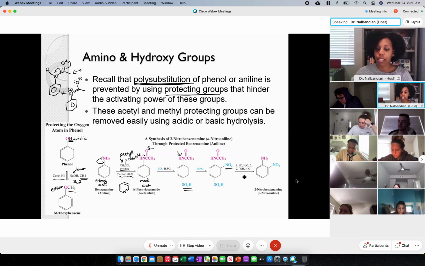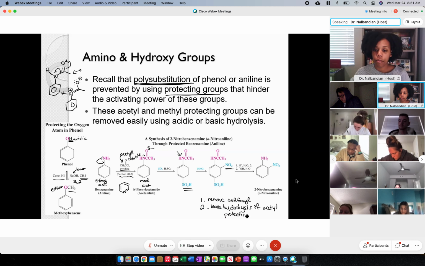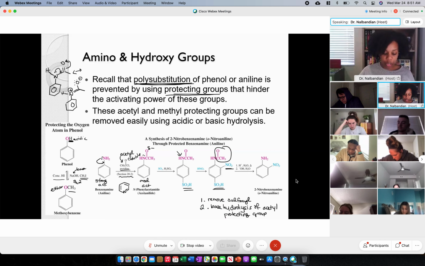And now we do a two-step process. So what's happening in step one here? In step one here, we have our aqueous acid. The aqueous acid is going to remove sulfonyl. And then what's happening in step two? In step two here, this is going to do a base hydrolysis of the acetyl protecting group. So two-step process. One thing removes this and the other removes this. Those both get removed in that next step so that we end up with our ortho-nitroaniline product. So we're using that blocking procedure and we're using protecting groups.